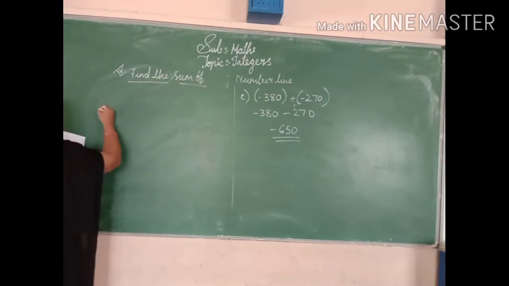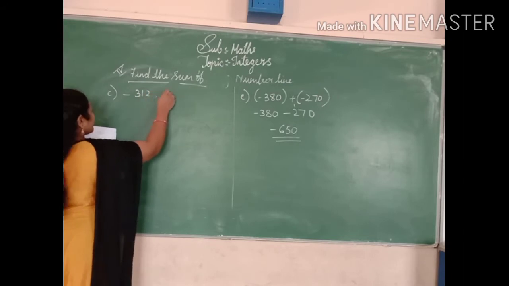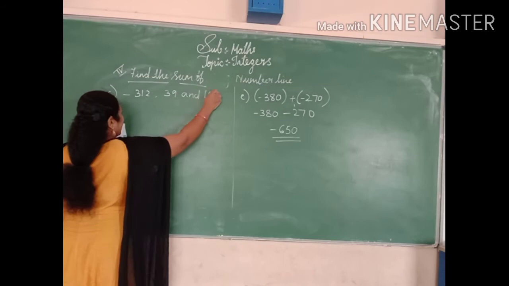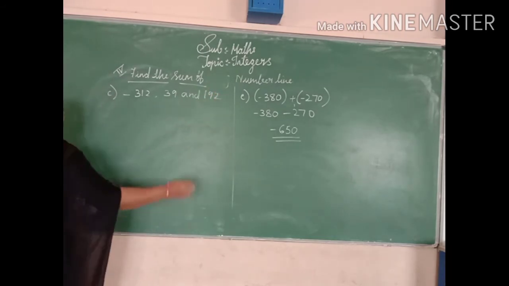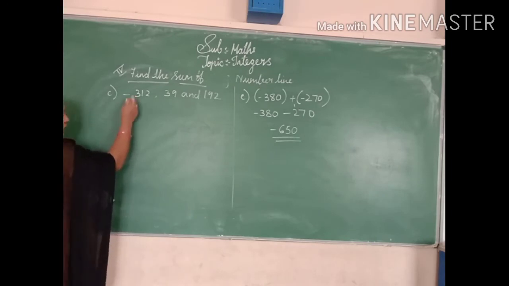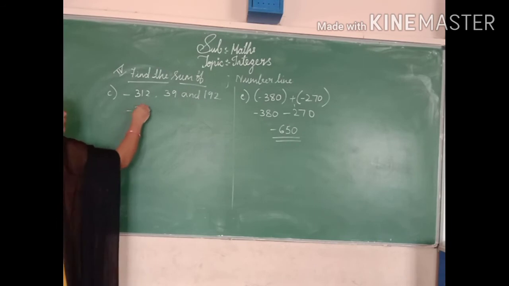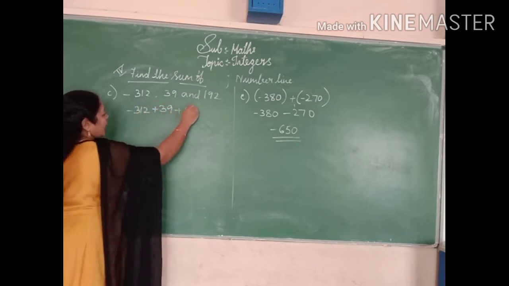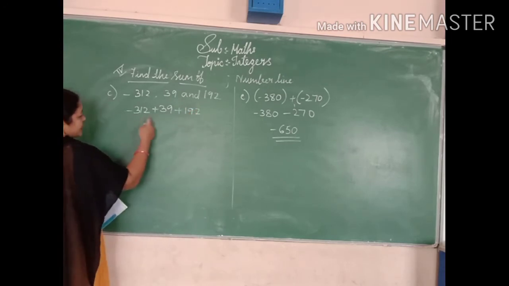Find the sum of. So let me do C here. That is minus 312, 39 and 192. So here we have to add. It is find the sum of. So minus 312 plus 39 plus 192. Let us add the first two numbers first.